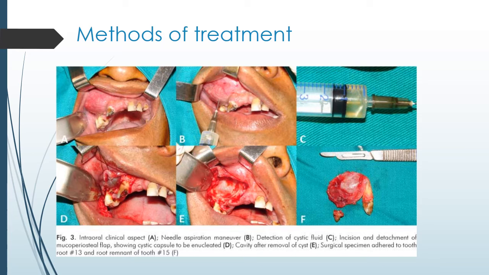Later on, we should clean the cavity and carefully irrigate it with normal saline, close the incision by suturing, and give the patient instructions after the surgical operation.